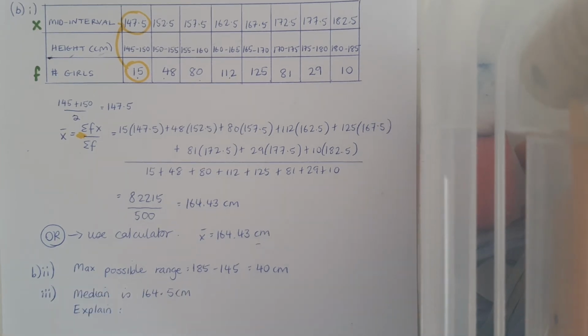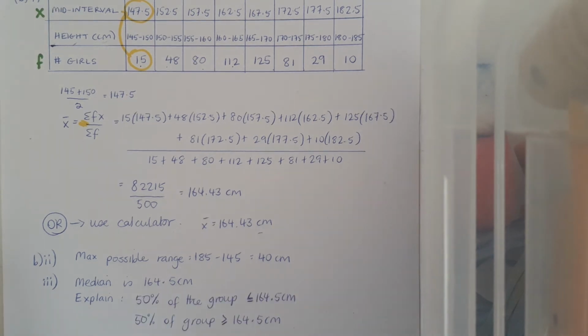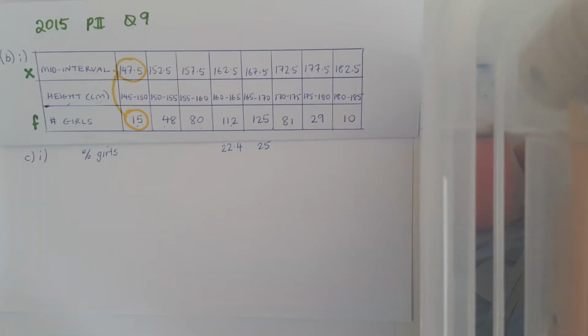Part 3 tells me that 164.5 centimetres is the median height of these girls, and it asks me to explain the context of this. So the median is just the middle value of ordered data. Really what it tells me is that 50% of the girls are below 164.5 centimetres and 50% of the girls are above 164.5 centimetres. And of course, 50% of my 500 is 250.